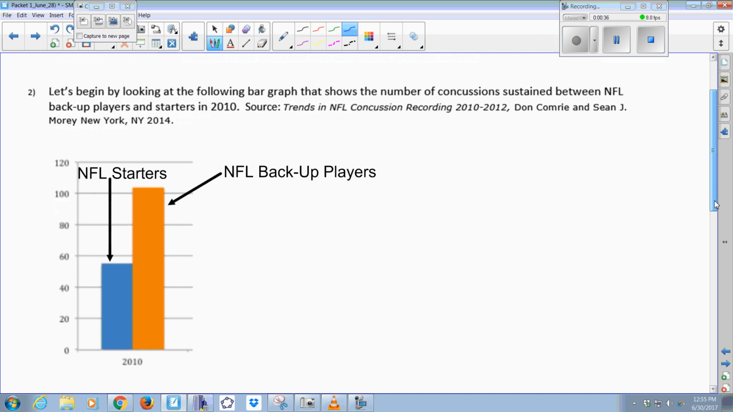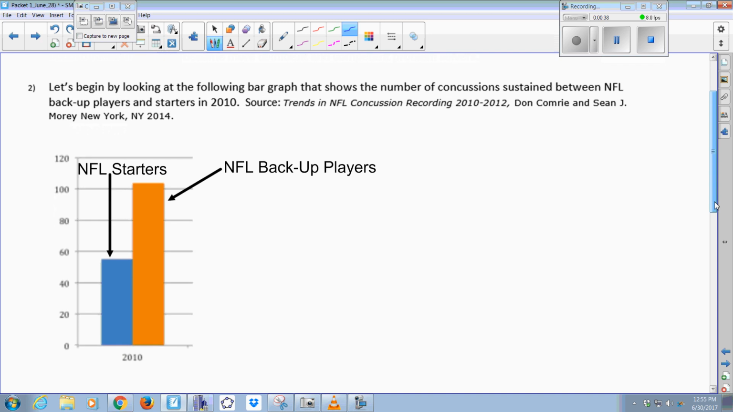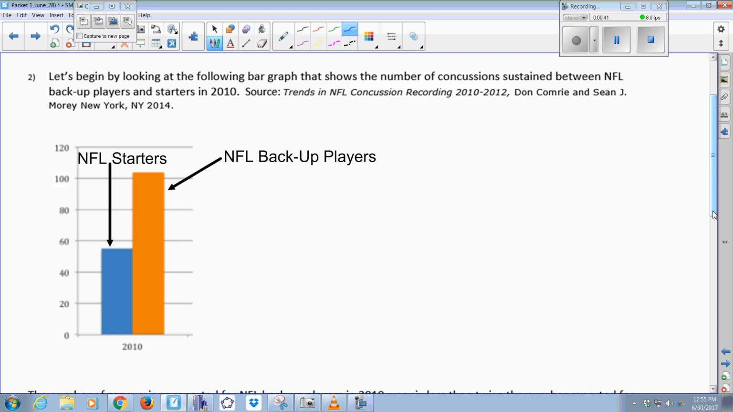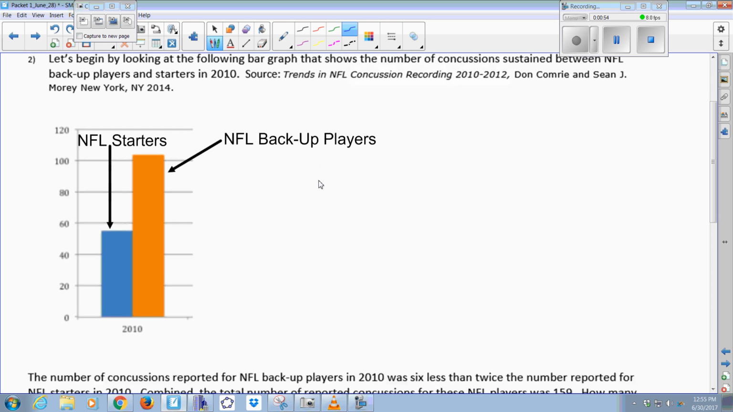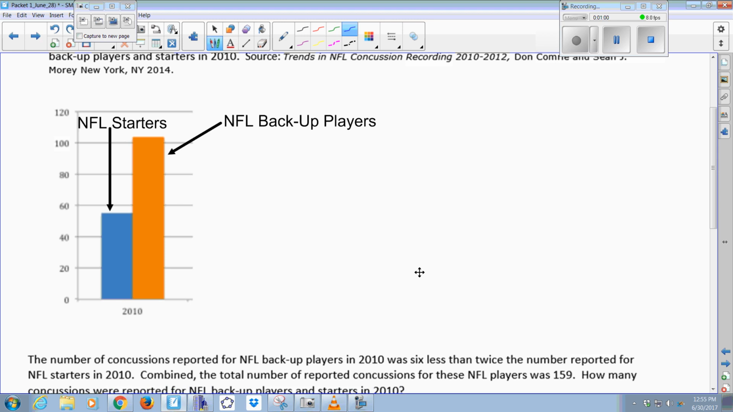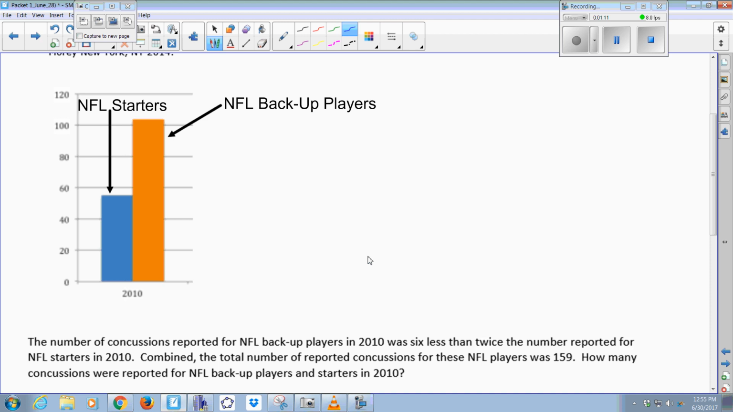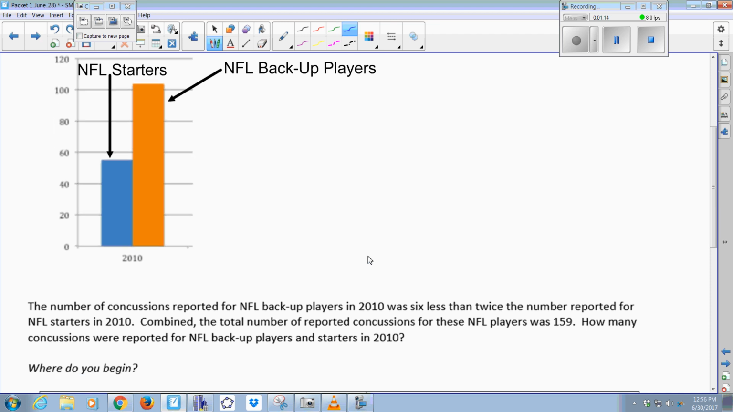Let's take a look at the following bar graph that shows the number of concussions sustained between NFL backup players and starters in 2010. The source is listed there. So as you can see, the number of concussions that were sustained by backup players was greater than the number of concussions sustained by the NFL starters. However, we can't tell exactly how many concussions were sustained by each from looking at the graph. So let's take a look a little bit further for some more information.